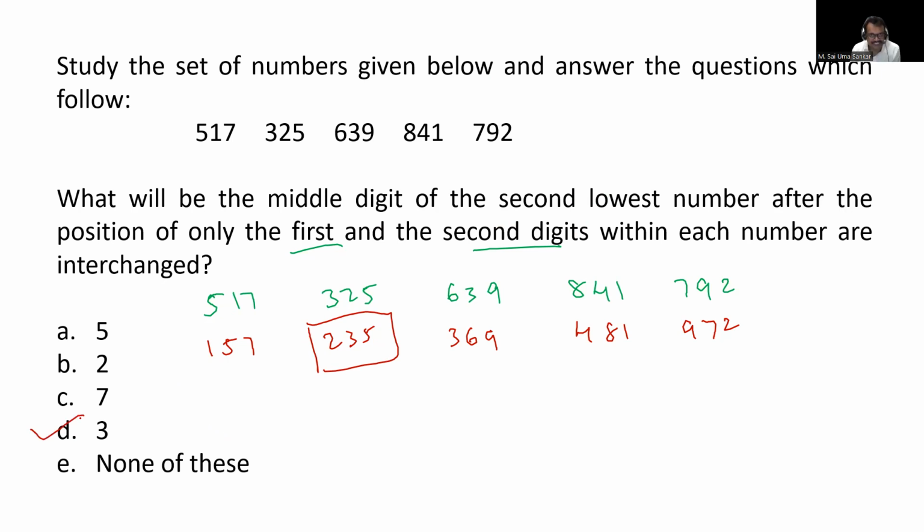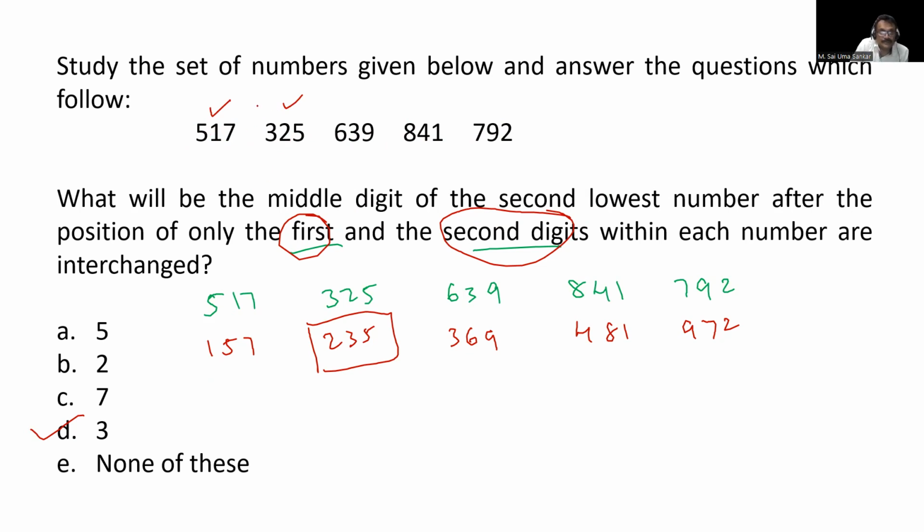Now, what is the logic? Here, the first and the second digits are interchanging. Now focus on the middle digit. That is very, very important. This is the first one and this is the second one. Here, what do we require? This one only, right? Now, no need to find out this one. Why? Because here we interchange the first and second only. This is 36, this is 48, this is 97. Here, this is 15 and this is 23.